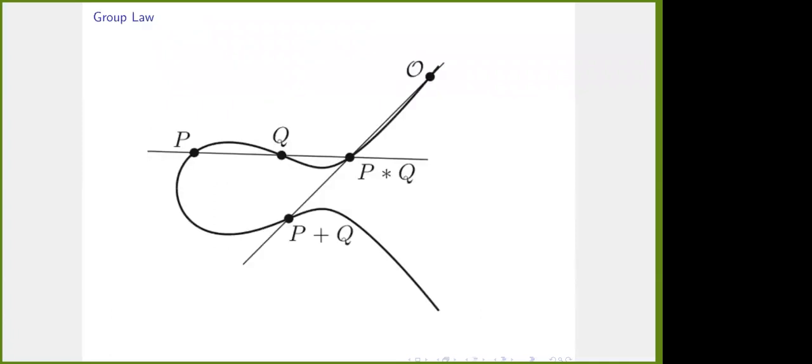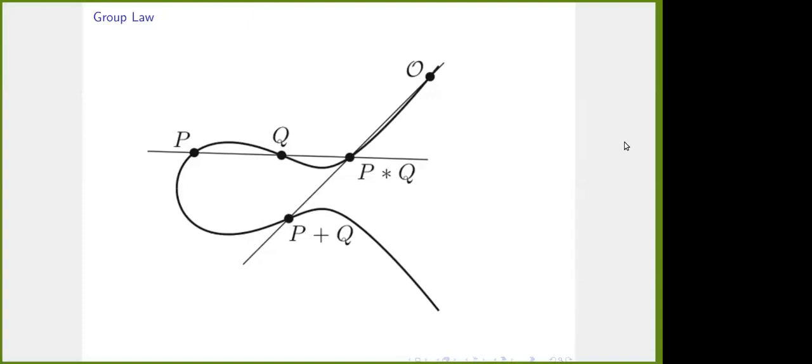Okay, so the group law. This is a pictorial description of the group law. I'll give an explicit formula soon, but pictorially this is what it indicates. You start with two points, you find the third point, and suppose you fix some point O on the curve, which we think of as the identity, and then you connect O to P star Q to get P plus Q.